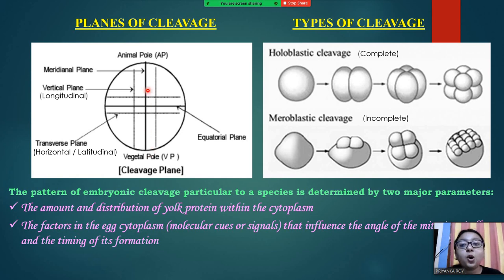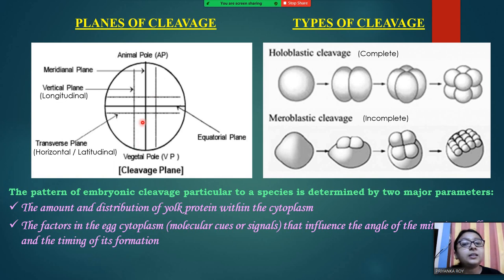And in case of the planes which are parallel to the meridional plane and perpendicular to the equatorial plane, those planes are known as longitudinal planes. They are parallel to the meridional plane, but they are not passing exactly through the center of the egg. So those are known as longitudinal or vertical planes.